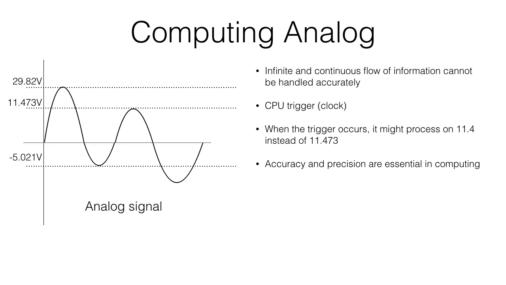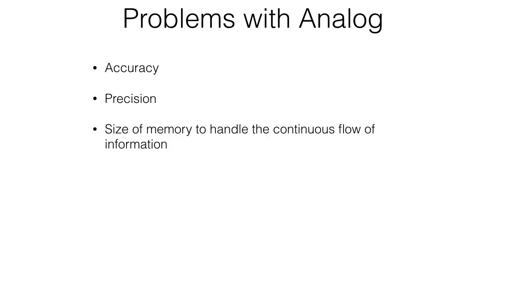So that's a problem. The problems with analog right here are, ready? Accuracy, just for the reasons that we just talked about. Precision. If that clock doesn't hit at the point where you need to read it, it might miss a little bit of information because it's a continuous flow and it's infinite. Because the world is infinite, size of memory to handle that continuous flow of information is a problem.